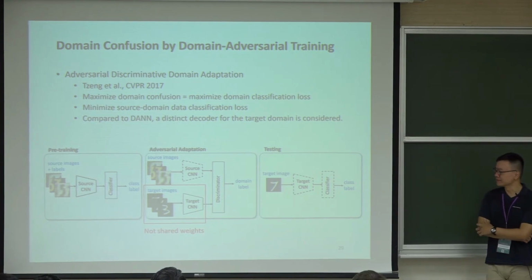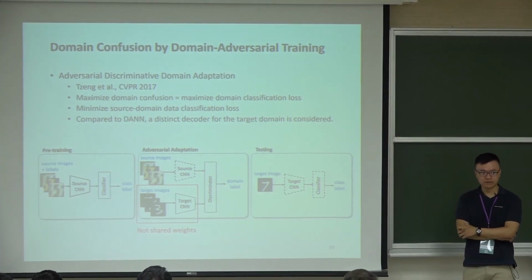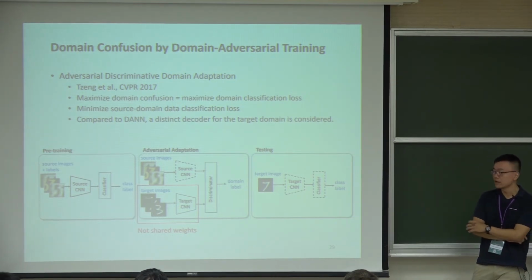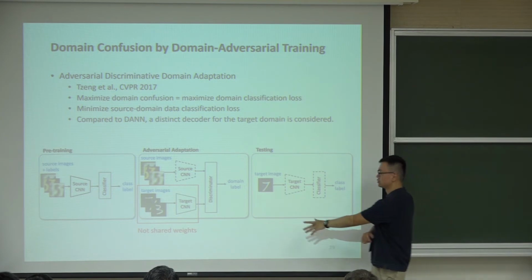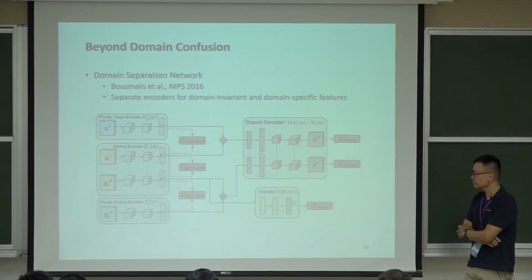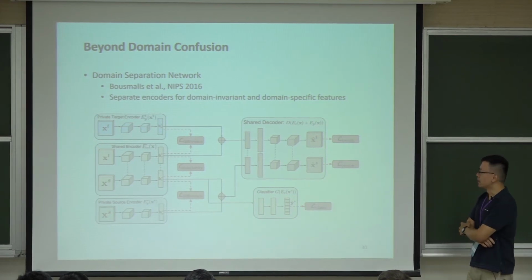Okay, so adversarial training for domain adaptation, this is a good idea. Even when sometimes the CNN features are not good enough, you need to make additional things happen to confuse the features across domains.